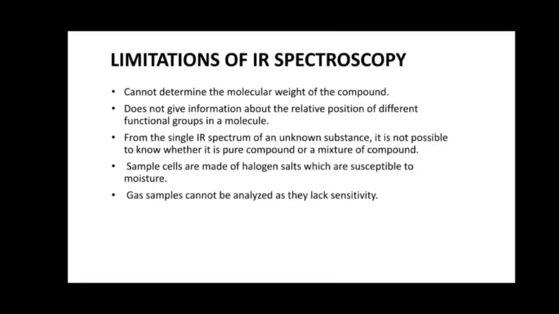Limitations of IR spectroscopy. It cannot determine the molecular weight of a compound. It does not give information about the relative position of different functional groups in a molecule. From a single IR spectrum of an unknown substance, it is not possible to know whether it is a pure compound or a mixture of compounds. Sample cells are made up of halogen salts, which are susceptible to moisture. Gas samples cannot be analyzed as they lack sensitivity.